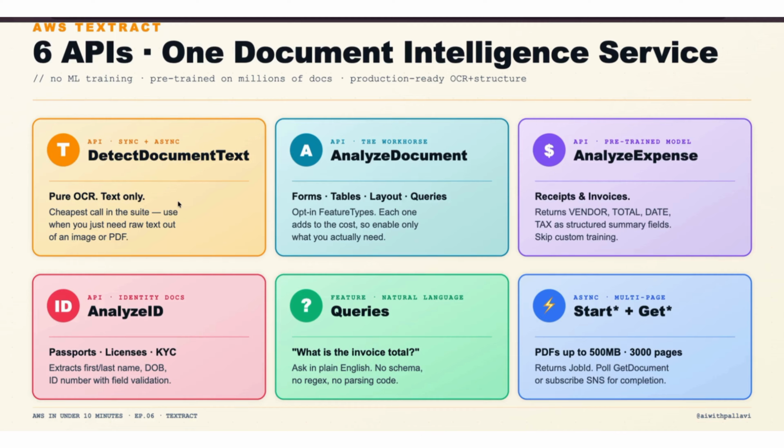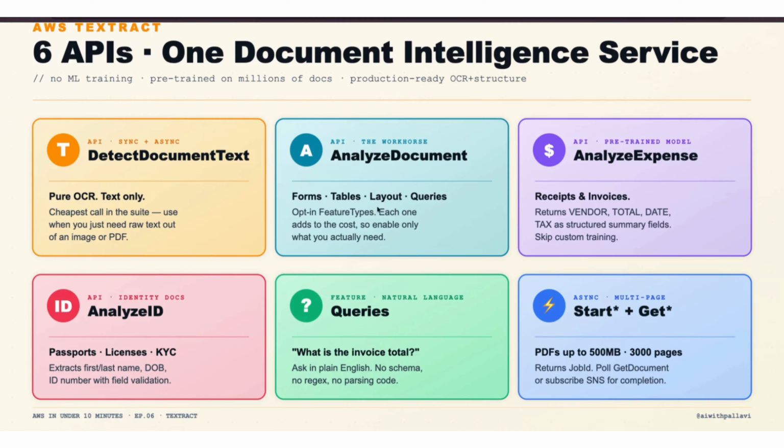Now you could just give a PDF, just give an image, and it will detect all the text and give you that. Then we have AnalyzeDocument. In AnalyzeDocument, you get forms, tables, layouts, and queries. Basically, you get the data from the document. Also, you can run queries on that document. So you don't have to build a separate ingestion model, separate query transformation model, right? It's an opt-in feature type, so each one adds a cost. So you have to understand whether you really need it or not.